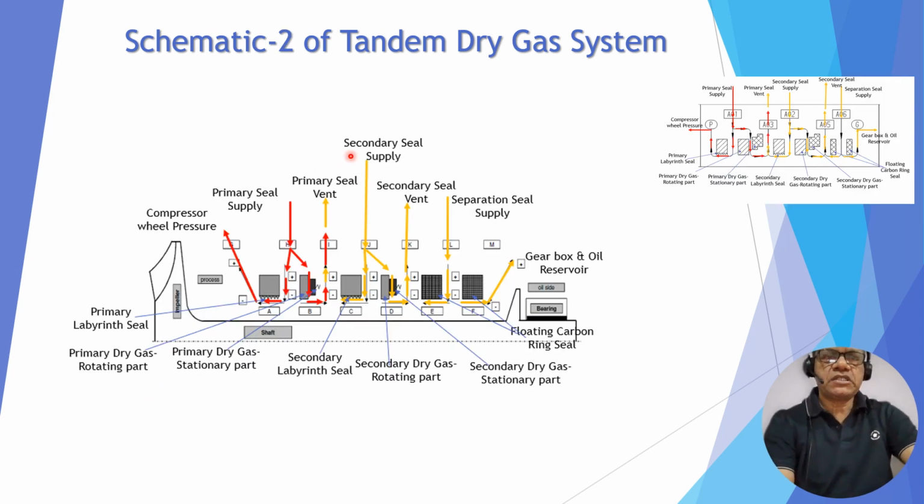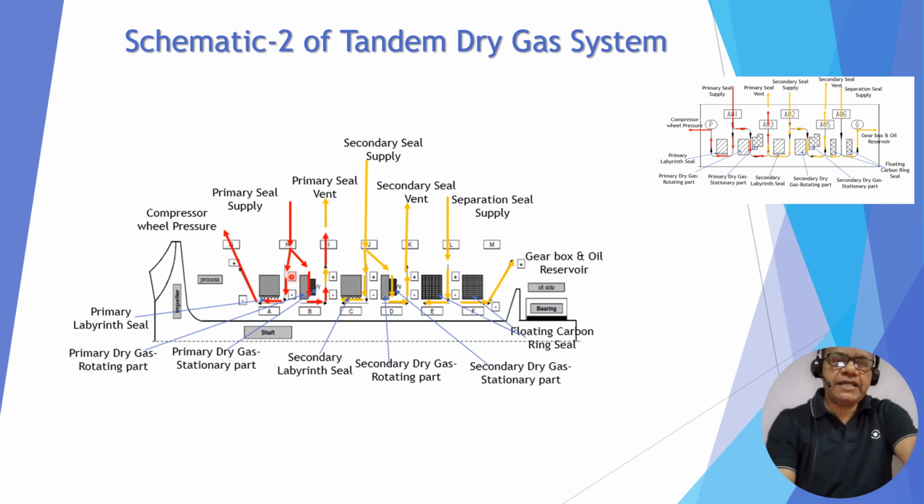Now look at schematic 2, the same arrangement. You can see this is the primary labyrinth. This is the primary dry gas seal rotating part. This is the primary dry gas seal stationary part. This is the secondary labyrinth. Sorry, this is the secondary dry gas seal rotating part. This is the secondary dry gas seal stationary part, and these two are rotating floating carbon ring seals. This side is the compressor wheel pressure. This side is the gearbox and oil reservoir.